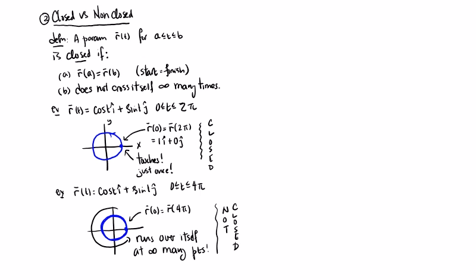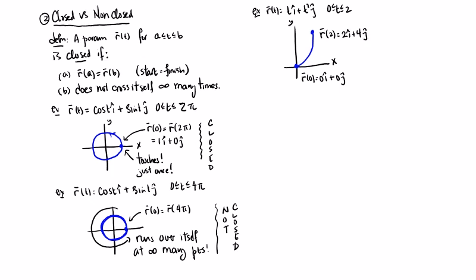Now what's not closed? An example like r of t equals, let's go back to the parabola, for example. The parabola we've seen a couple times. This one, if you plug in the endpoints, goes from 0, 0 to 2, 4. The start point and the end point are different. This is not equal. So it's not closed.